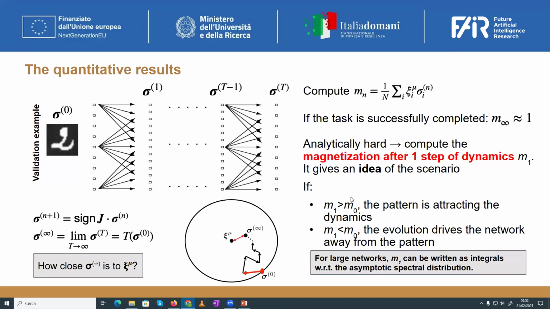terms of an integral of the asymptotic spectral measure for the matrices I presented before. And this, of course, allows us to make theoretical predictions and then compare them to the numerics, so to the reality, and try to infer general properties of these models.